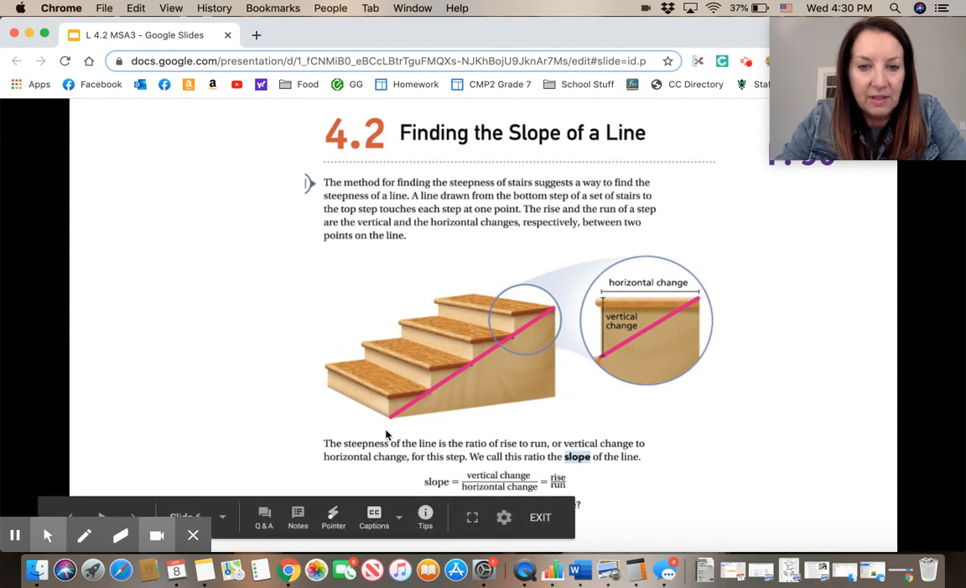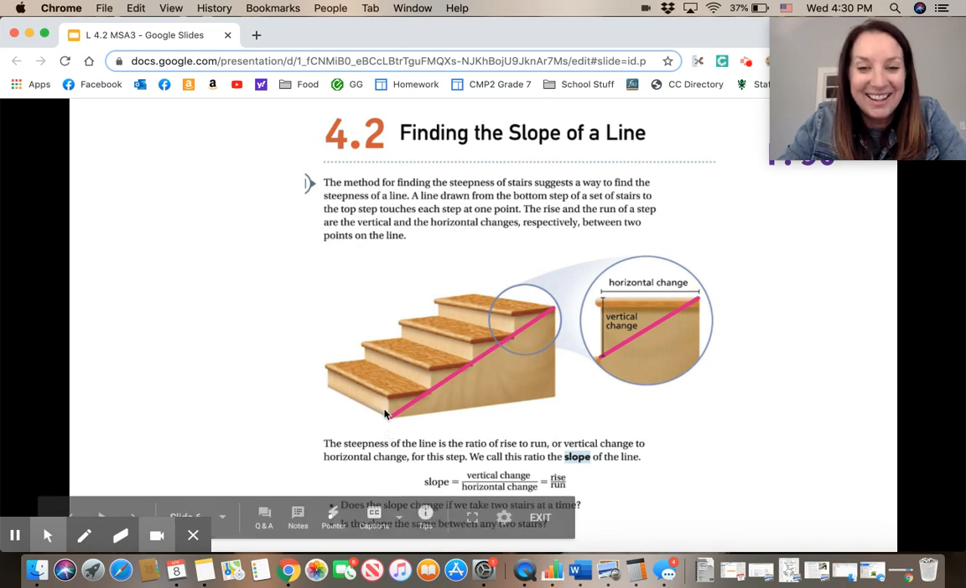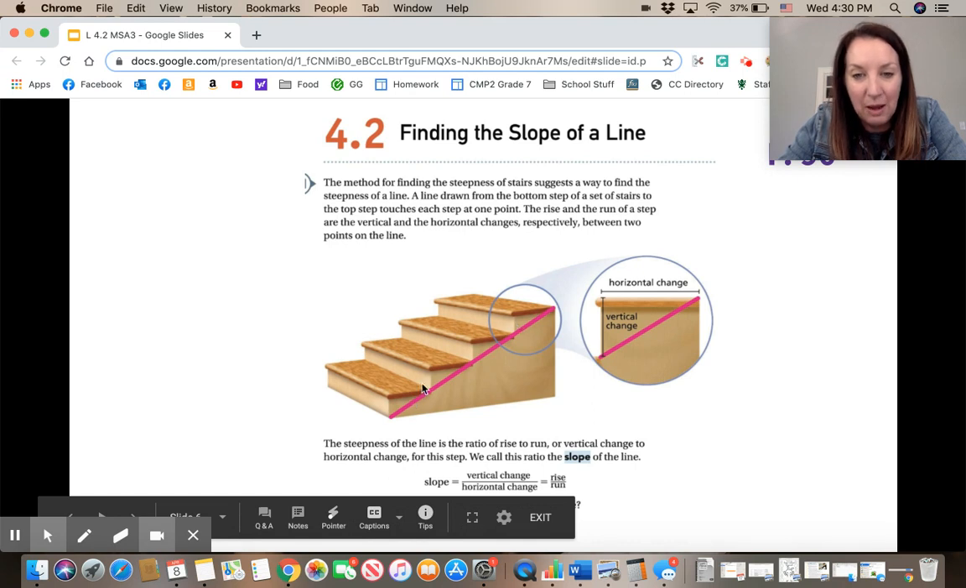The steepness of the line is the ratio of rise to run, y to x, the vertical change to the horizontal change. We call this the slope of the line, also known as the coefficient of x, also known as the constant rate of change. Does the slope change if we take 2 stairs at a time? No, it does not change. The slope does not change no matter how many jumps you take at one time.